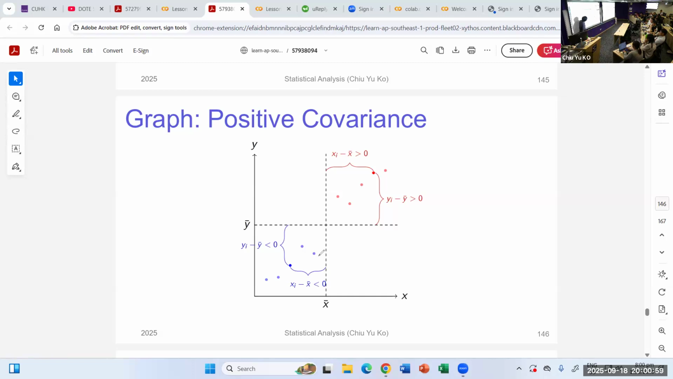Now look at this corner, which is area 3, the southwest part. Each number here is below the mean of x and y. So this is on the left of x bar, so this minus this is negative. And this is also below the mean of y. These numbers are negative.